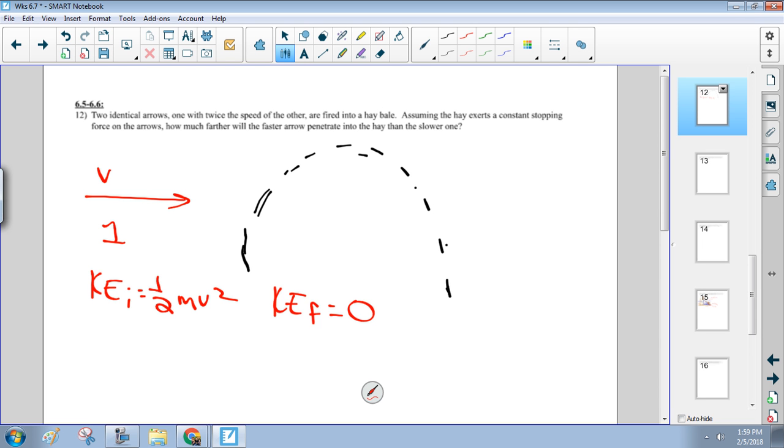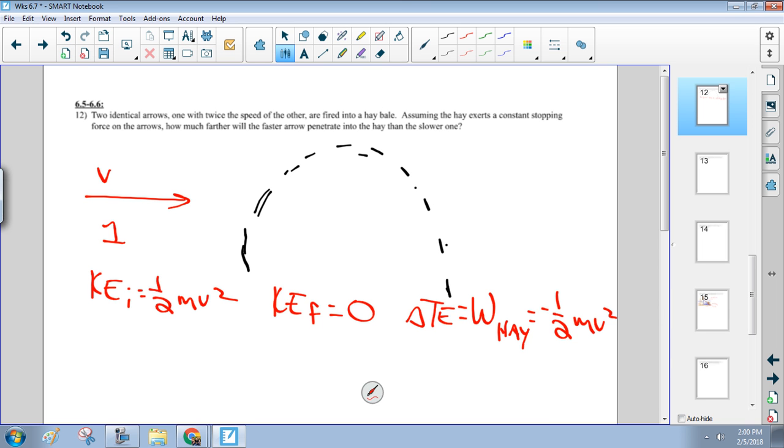Do we need to worry about GPE at all here? No. So our change in total energy here, in other words, the work done by the hay, is negative 1/2 mv squared, right? Good?